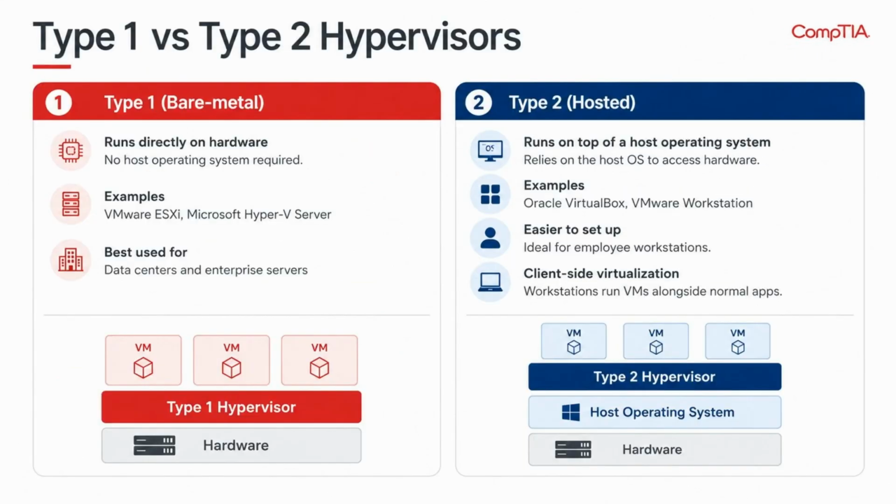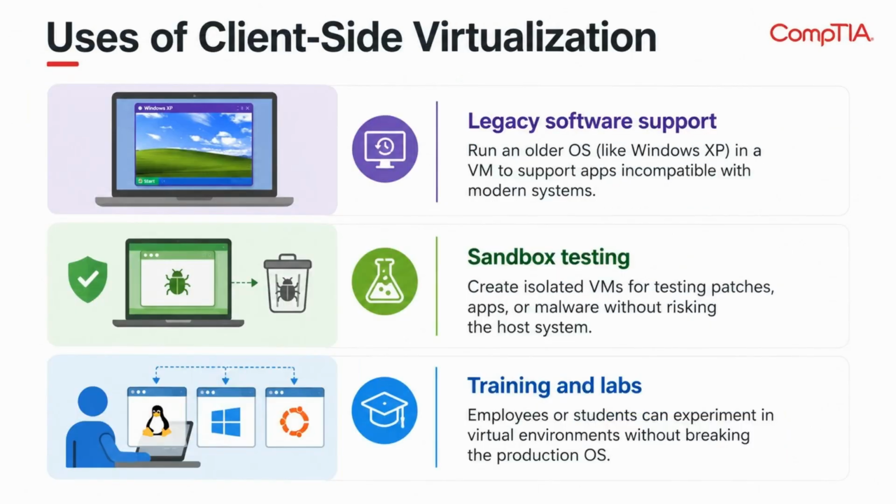Type 1 hypervisors, also called bare metal, run directly on hardware with no host OS. Think VMware ESXi or Microsoft Hyper-V Server, used in data centers and enterprise servers. Type 2 hypervisors, or hosted, run on top of a host operating system. Think Oracle VirtualBox or VMware Workstation, easier to set up on employee workstations. Client-side virtualization specifically means Type 2 hypervisors, where a workstation runs VMs alongside its normal applications.